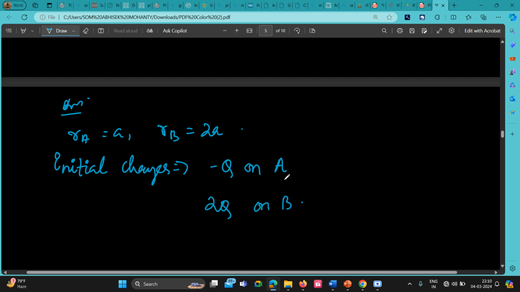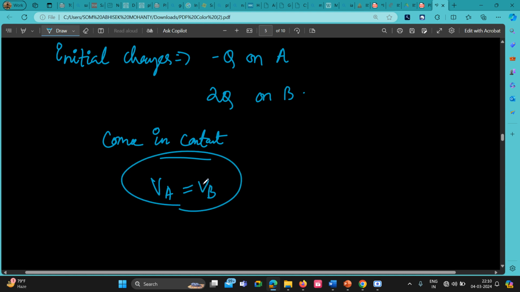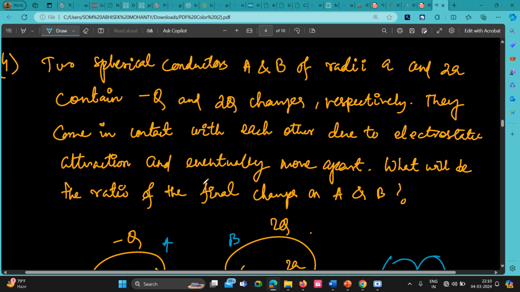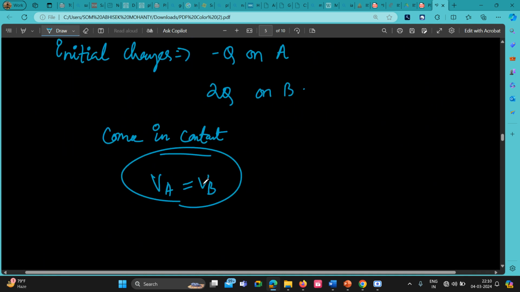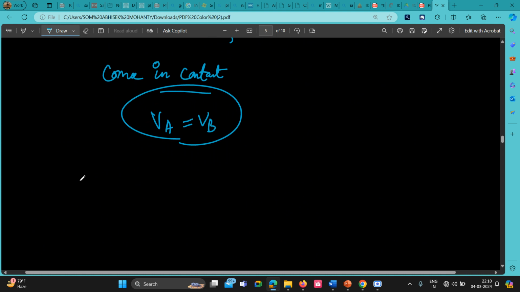So they will come in contact with each other. Come in contact, that's a very important term. So what will happen when they come in contact? Their potential will become same. VA will be equal to VB. Alright, their potential will be same. If you see, this is a spherical capacitor. It has charge, it has potential. So this is the spherical capacitor concept.